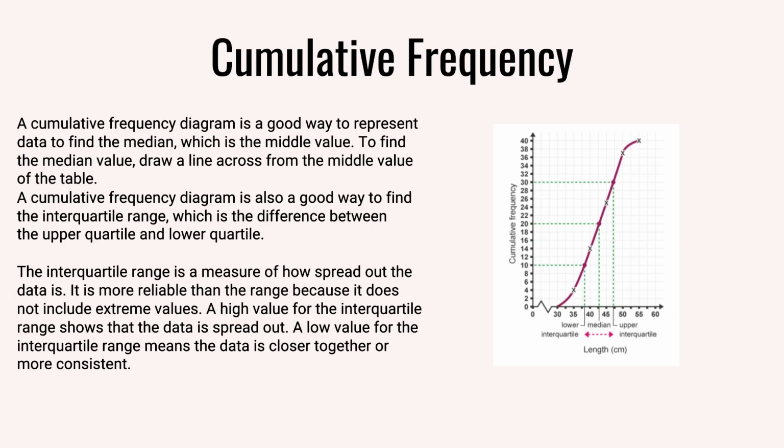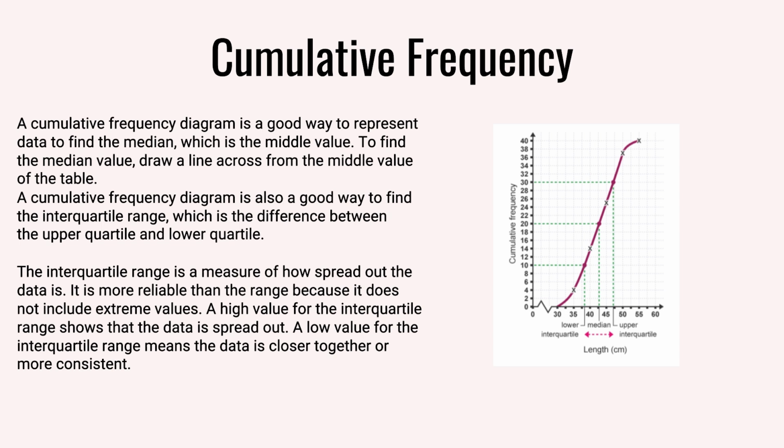So, with a cumulative frequency diagram, we use it because it's a good way to represent data to find the median, which is the middle value. To find the median value, draw a line across from the middle value of the table. A cumulative frequency diagram is also a good way to find the interquartile range, which is the difference between the upper quartile and the lower quartile.